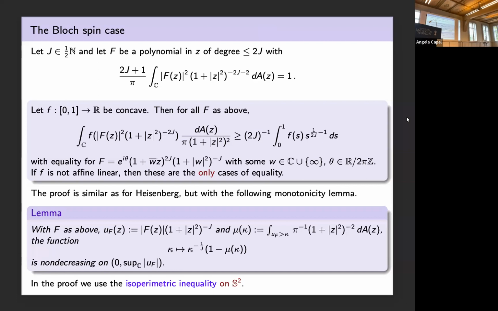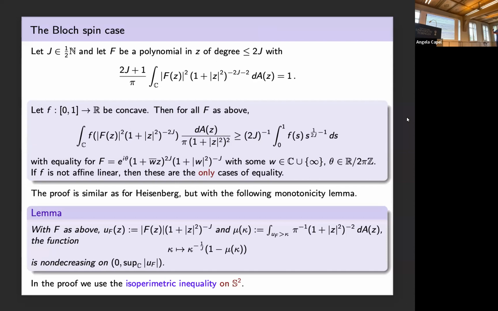And you look at the measure of its superlevel sets. When you compute the measure, you have to put this Jacobi factor in, but that's natural. That's the measure of the superlevels. And you prove a monotonicity. Again, if you have the Bloch coherent states, then this function is constant. For a general function, it's no longer constant.